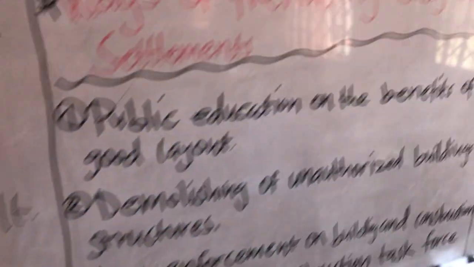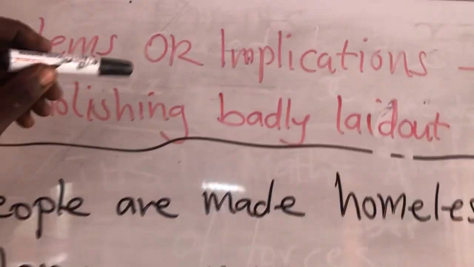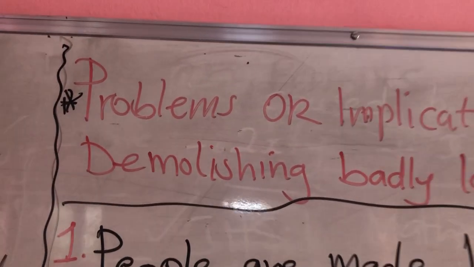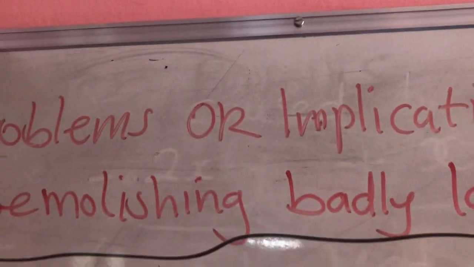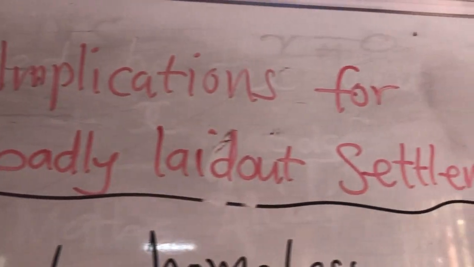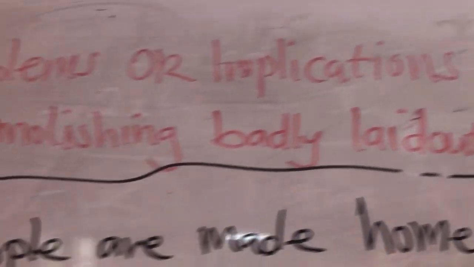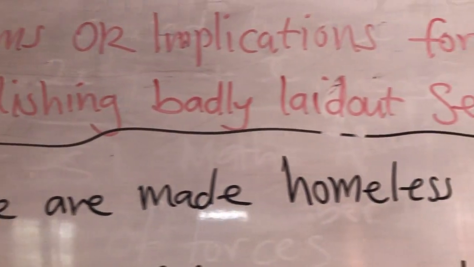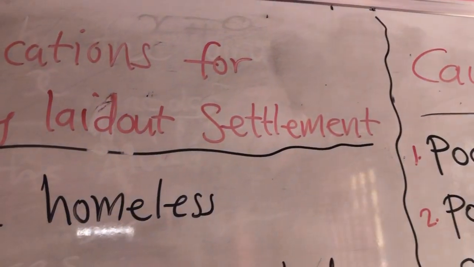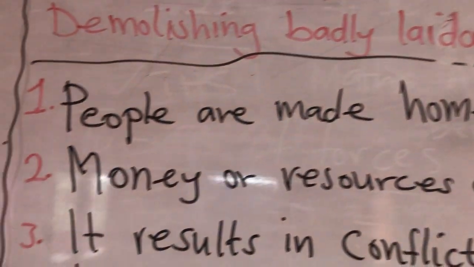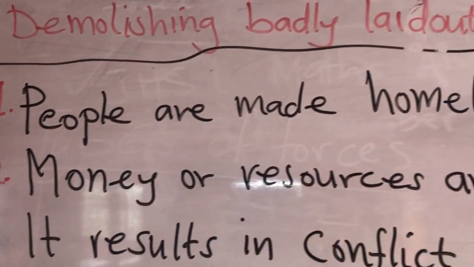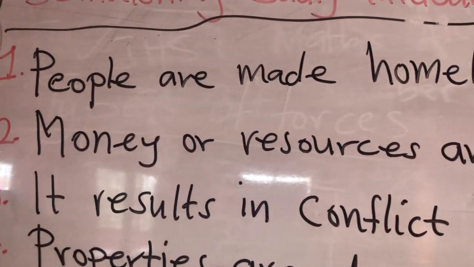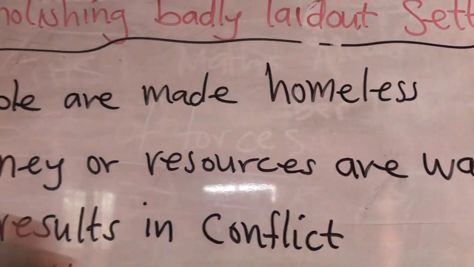That is it. Now let's go to the problems or the implications of demolishing badly laid out settlement. What will be the implication? When we have a badly laid out settlement and we go there to demolish, to break them down, what will be the effect? One is that people are made homeless. If a structure or building is just broken down, the person living in that house will not find a place to live. Anytime badly laid out settlements are demolished, people are made homeless.